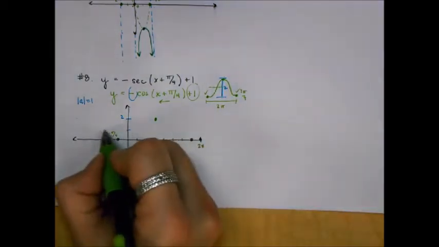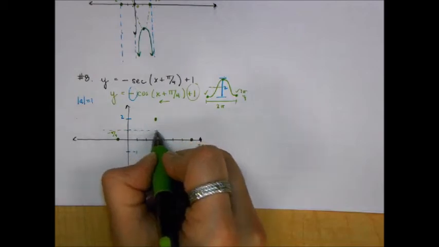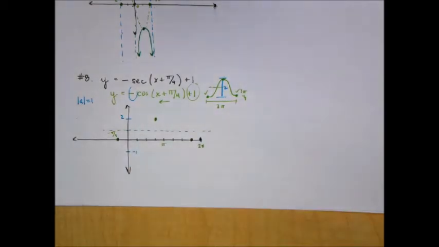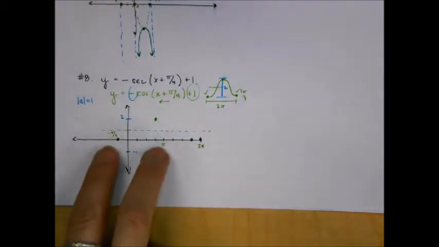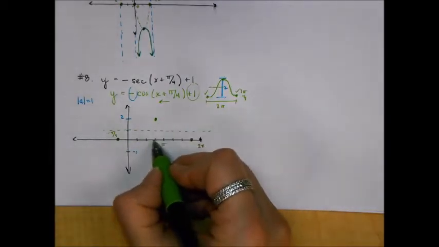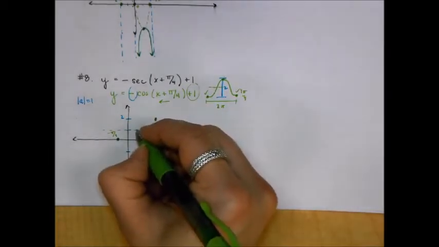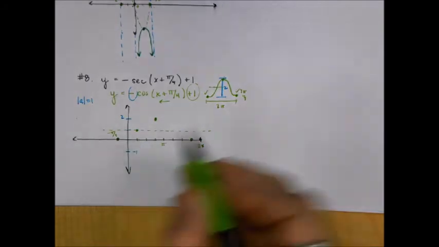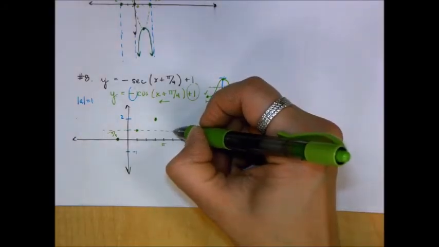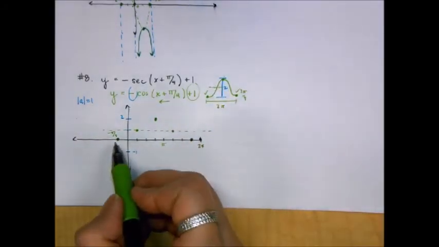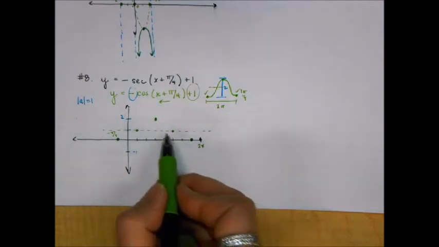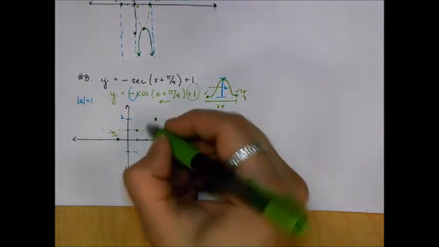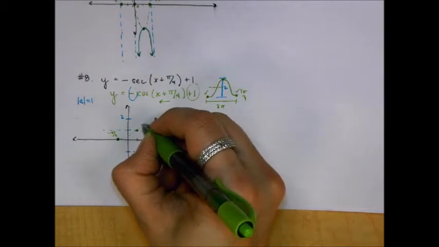So I want to divide those remaining spaces in half. So we've got 1 at pi over 4, and then over here at 5 pi over 4. So those would be the 5 key points for my negative cosine graph. Okay. So you don't even have to draw in a dotted cosine graph, but once you have your 5 key points, now we can start working on the graph of secant.